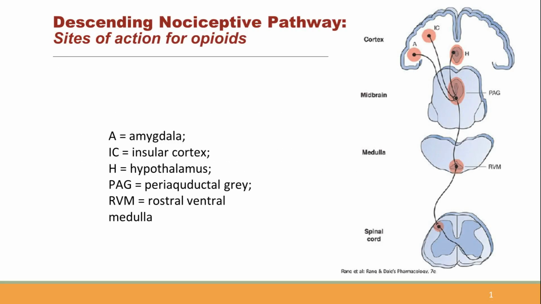Opioids primarily exert their analgesic effects by engaging the descending inhibitory pathways, from the periaqueductal gray to the rostral ventral medulla and down to the spinal cord. Activation of mu receptors enhances descending inhibition and suppresses nociceptive neurotransmitter release, reducing pain intensity and its emotional impact.